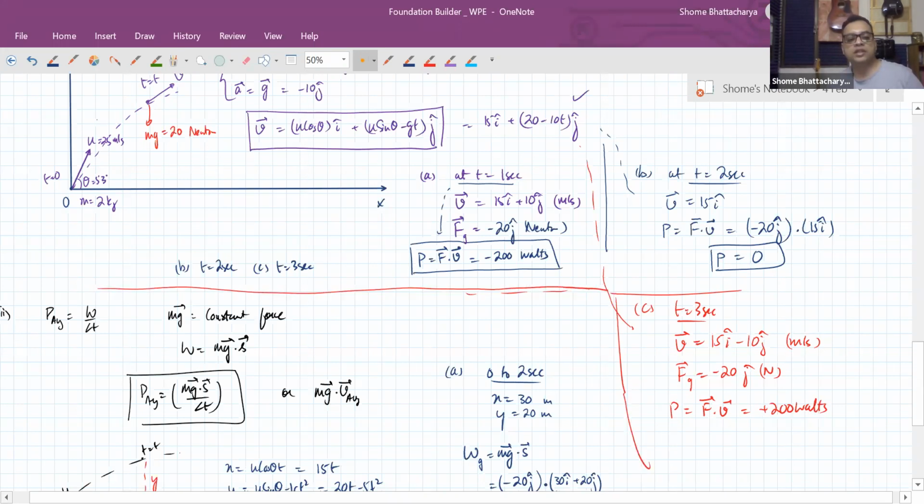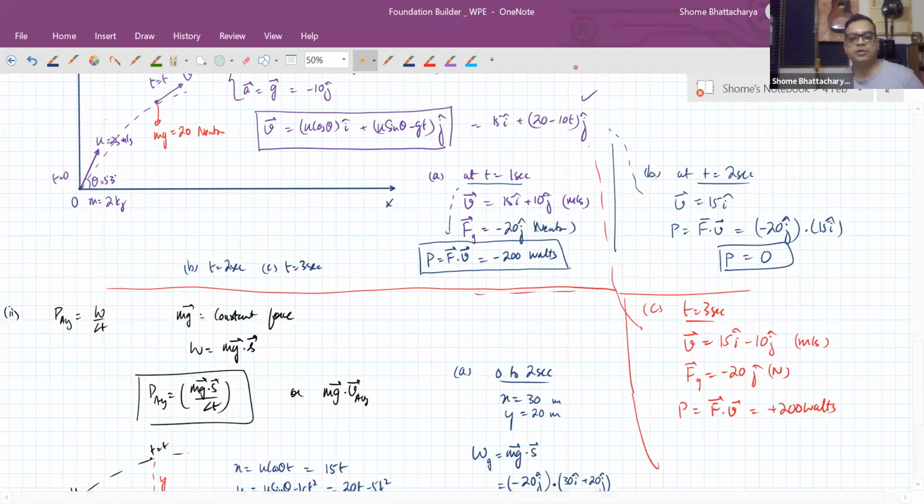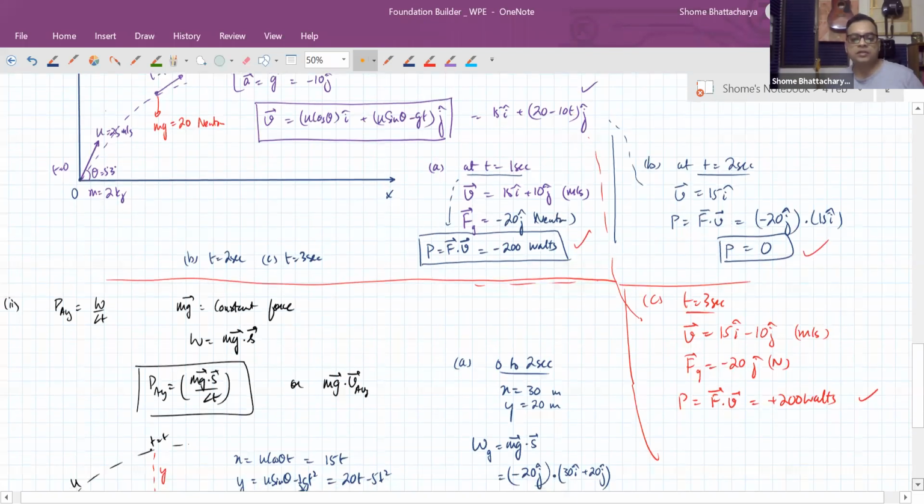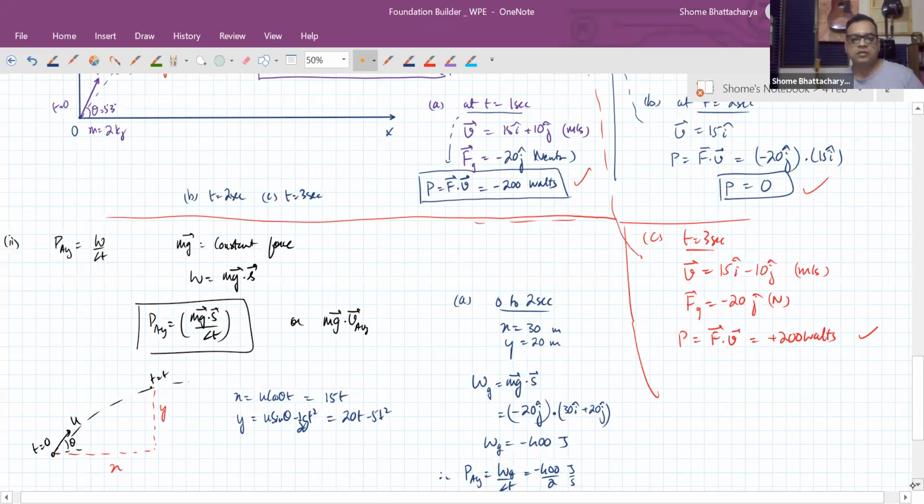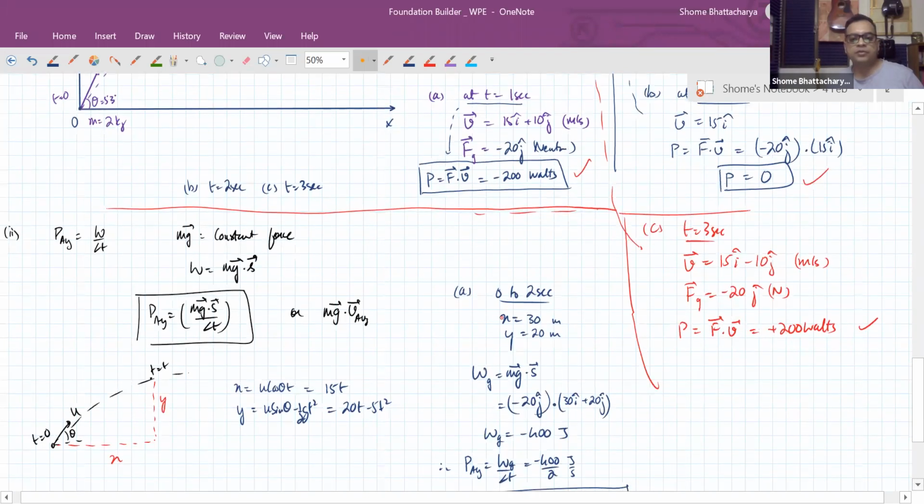So this is still the first part. Now this is the second part where we are talking about average power. Yes, Itanshu, that's good, correct. So the first part, the three answers are minus 200, 0 and plus 200 watts. Okay, now let's come to the second part. The average power from 0 to 2 seconds will come out to be minus 200 watts for this interval.